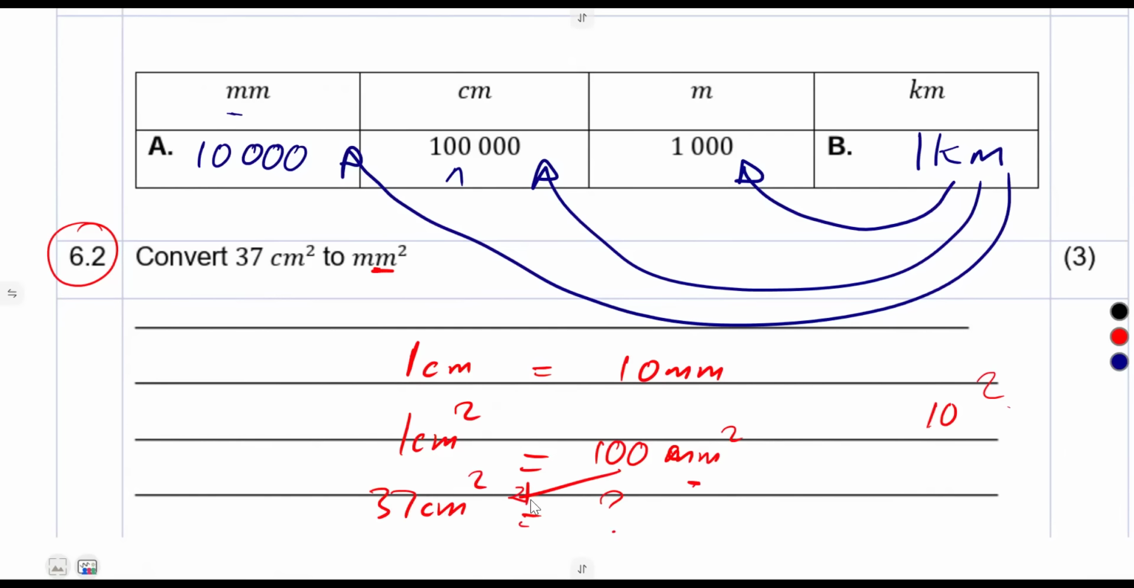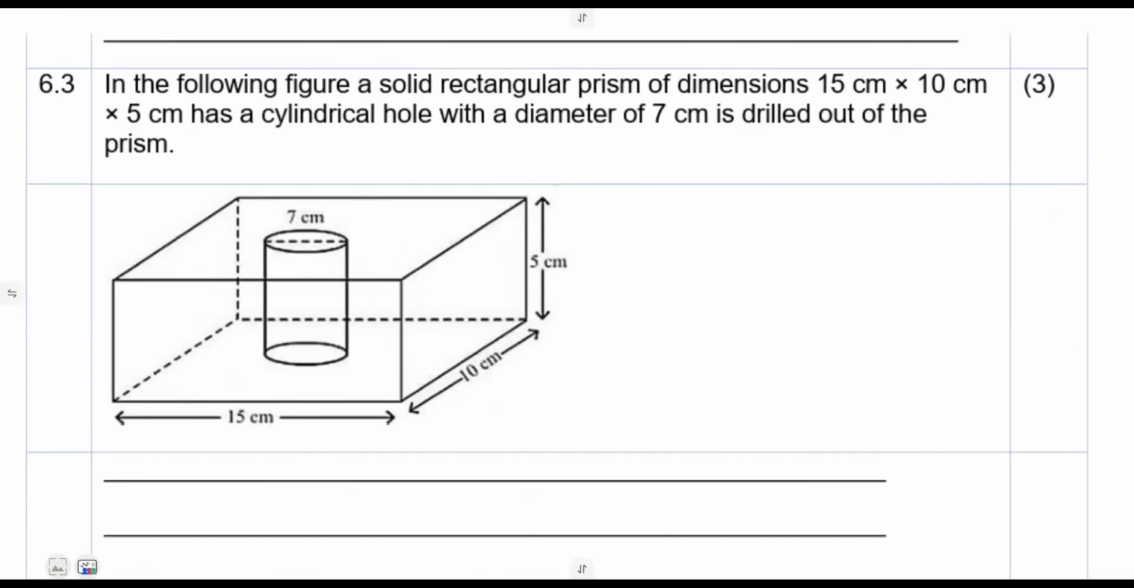We must multiply by what? 100. So it's 37 times 100, which is what? 3,700 square millimeters. This is all about your conversion, guys. All right. So this one was all about the conversion part.